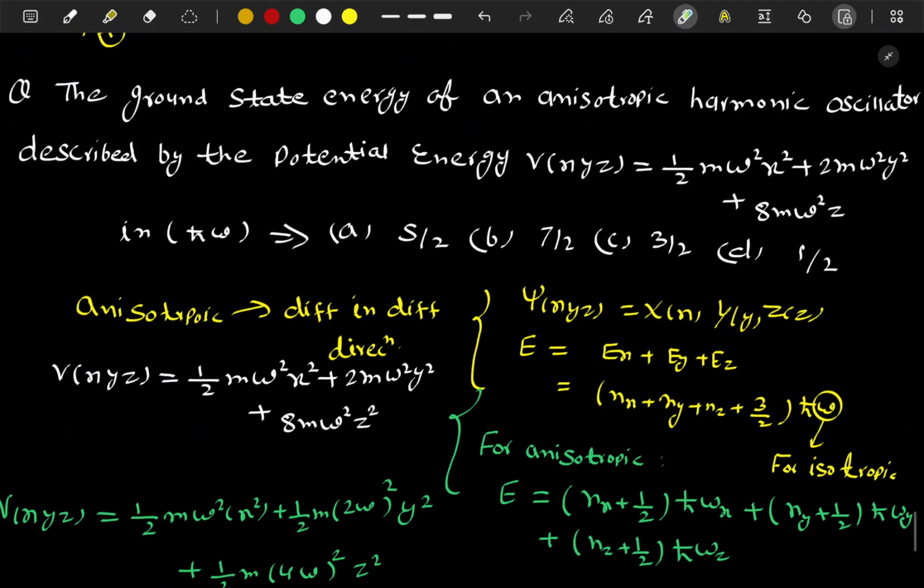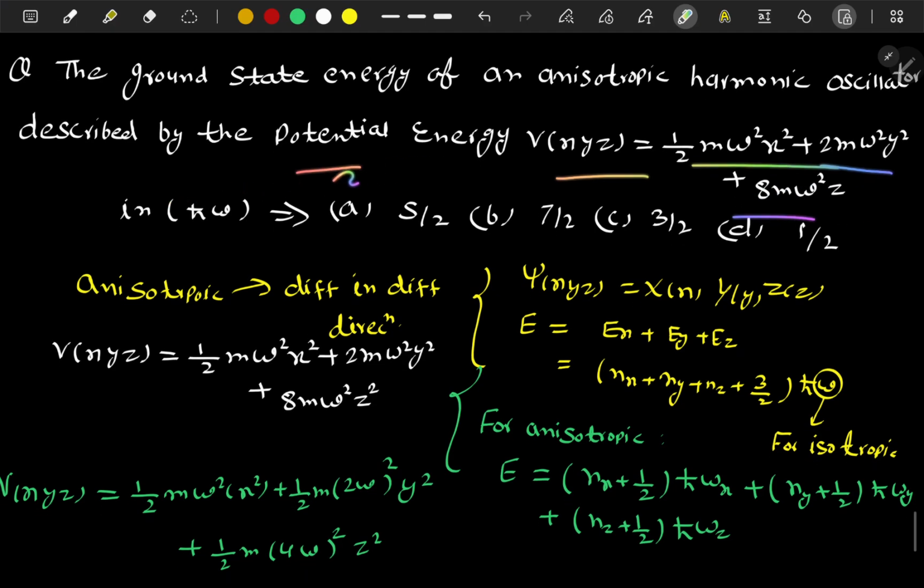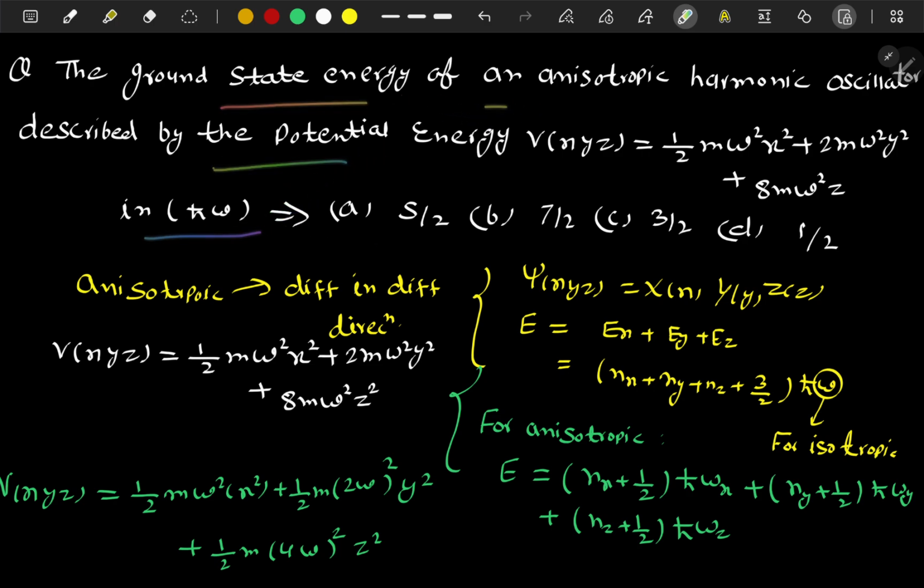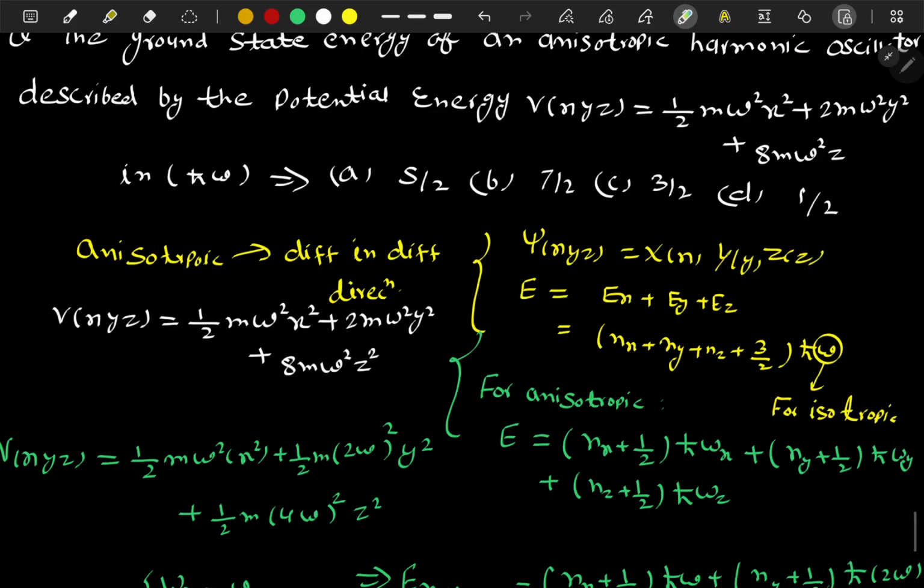Now the ground state energy of an anisotropic harmonic oscillator described by the potential energy V of x, y, z equal to half m omega square times x square plus 2 y square plus 4 z square. Now we have to calculate the ground state energy of this in terms of h cross omega. What does anisotropic mean? Anisotropic means the property is different in different directions.